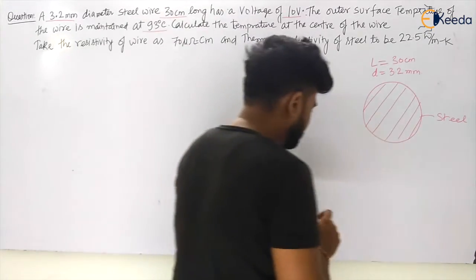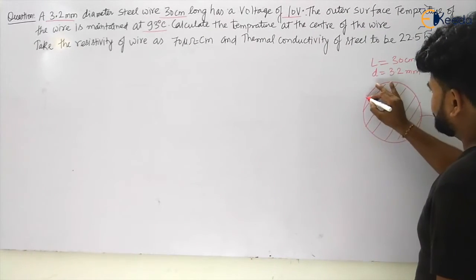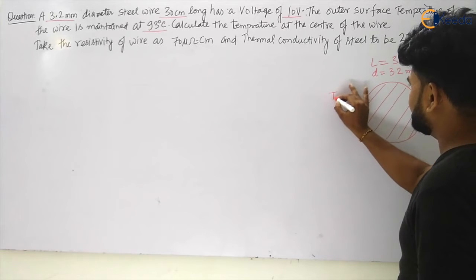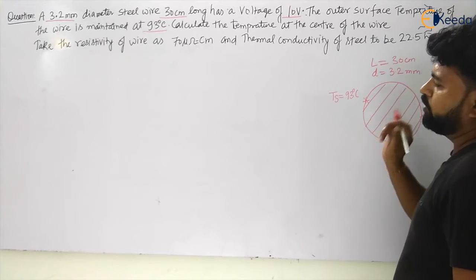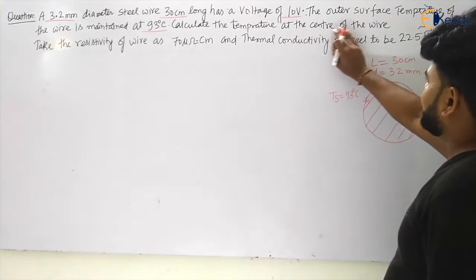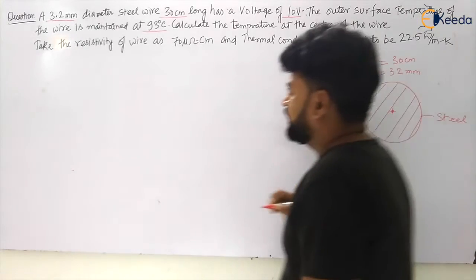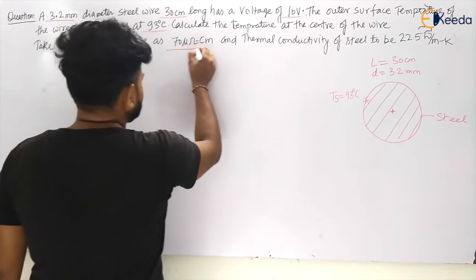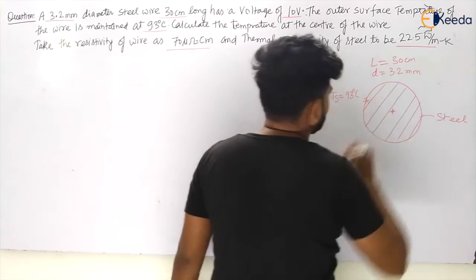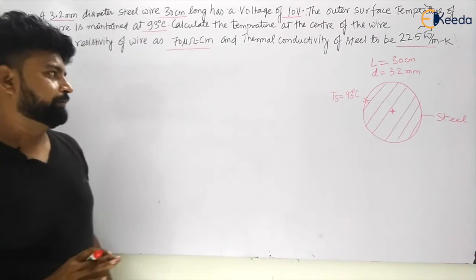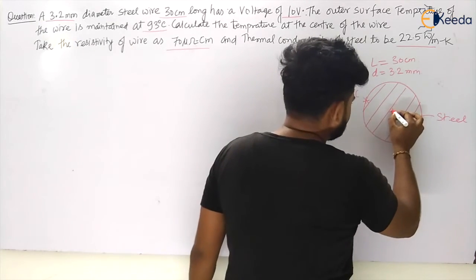Okay, and the outer surface temperature is given to be how much? The outer surface temperature is at 93 degrees Celsius, that is Ts is given to be 93 degrees Celsius. Now calculate the temperature at the center of the wire. Take resistivity of wire as 70 micro ohm centimeter and thermal conductivity of steel to be 22.5 watt per meter Kelvin.